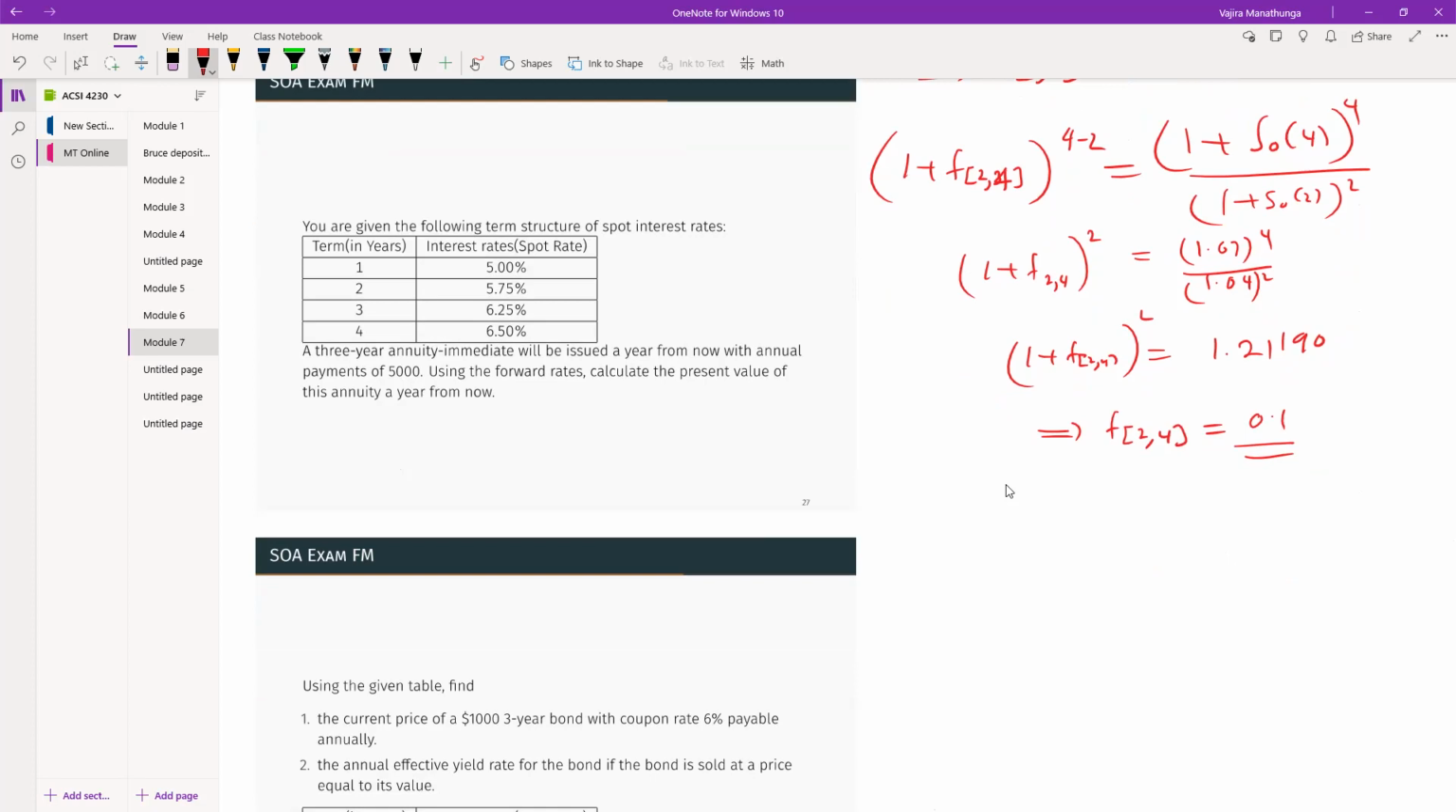A 3-year annuity immediate will be issued a year from now with annual payment of 5,000. So 0, 1, 2. We want to calculate the present value of this annuity a year from now. So present value is here, and the payments of this annuity immediate are 5,000. So this is actually today.